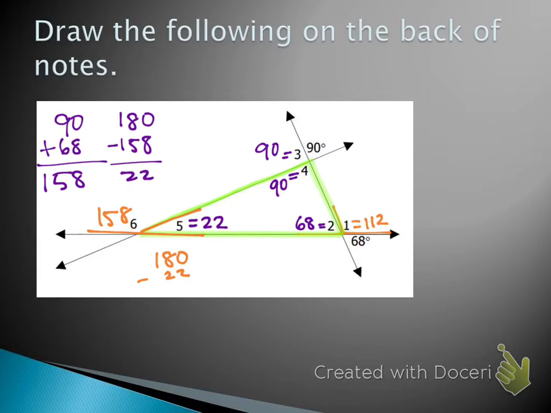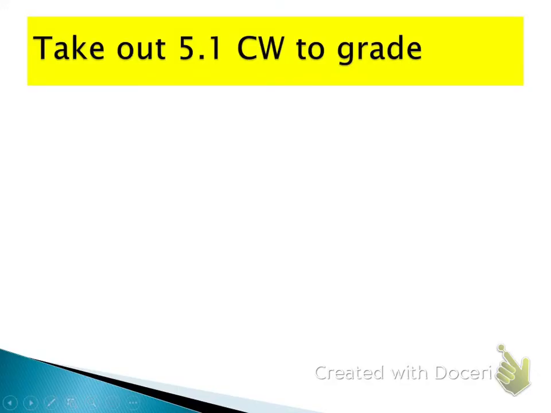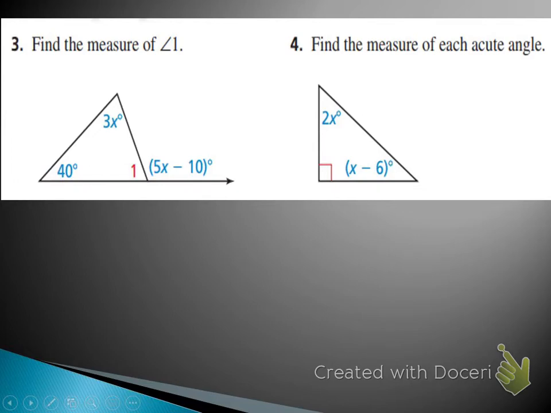Wonderful. Go ahead and turn to the front page. We already did this. We're going to find the measure of angle 1. So looking at this triangle, do I have enough information on the inside to add the 3 angles up and set them equal to 180? I do not.